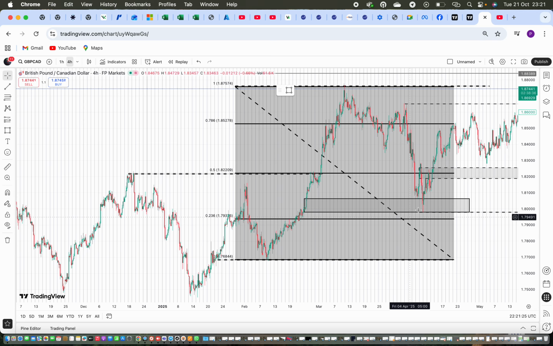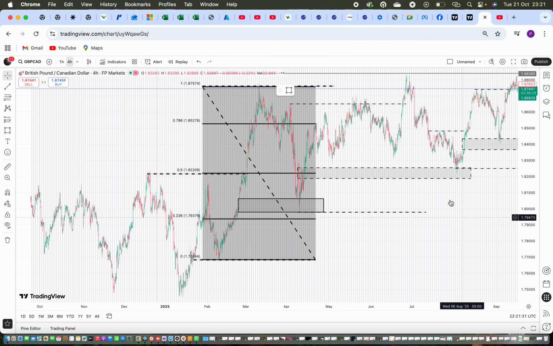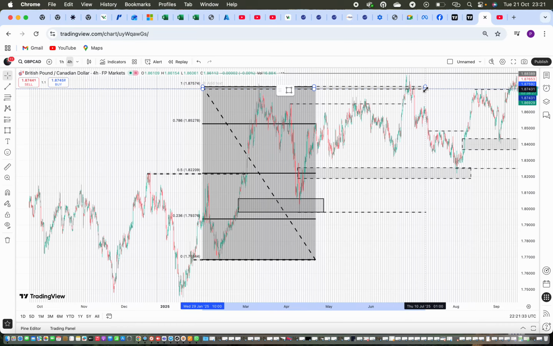So do you see where price pull into? Inside this block before price did what? Traded and break out of this high. Can you see it?